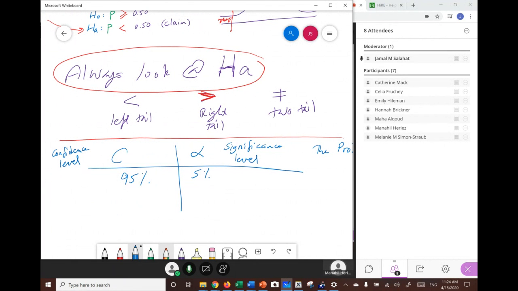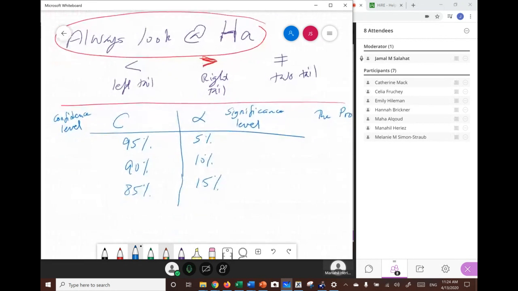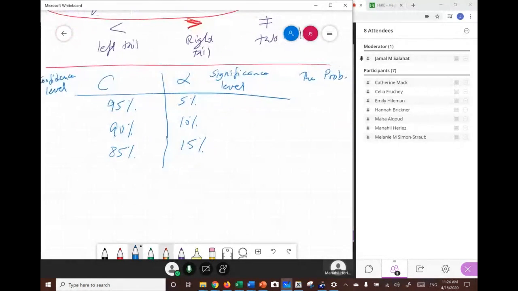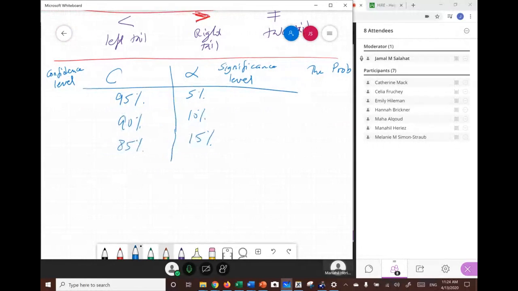And we'll talk more about this, but let me give you another example. What if the confidence level is 90? Remember, the lower the confidence, the higher the error. Now, if the confidence level goes to 85, the error is going to go to 15. So keep that in mind: the lower the confidence, the higher the error, or the significance level, which we call alpha in this case. Later on, I'm going to talk about the type 1 error and type 2 error. But keep that in mind.